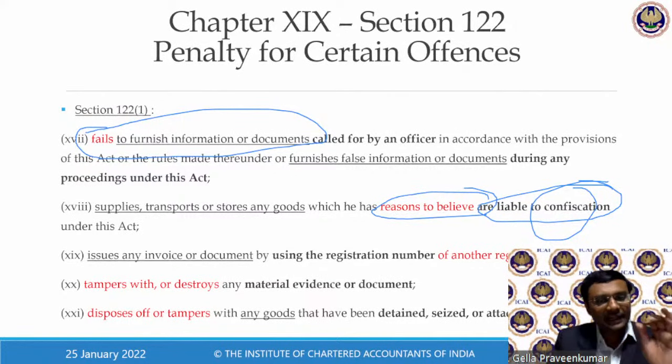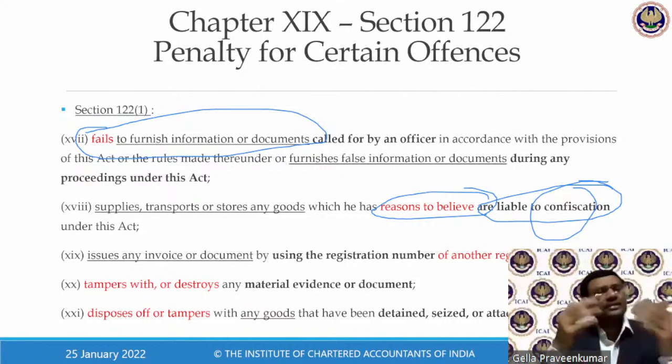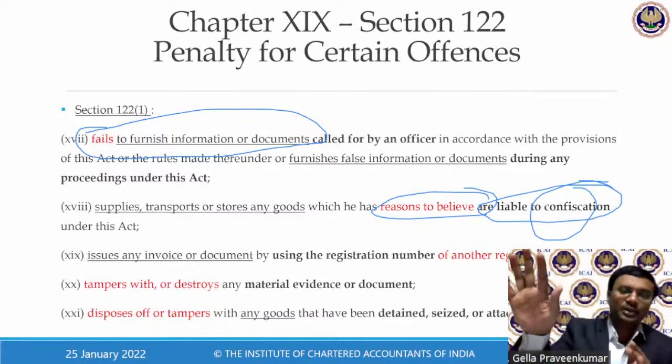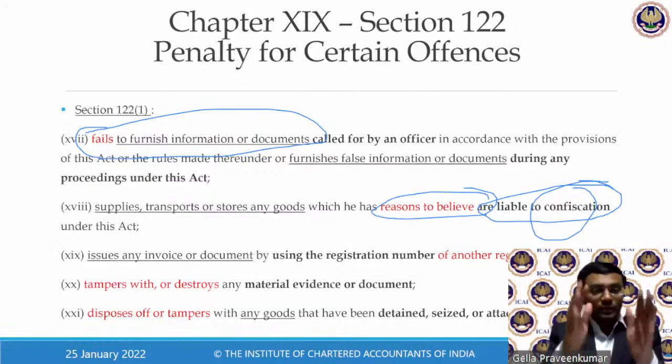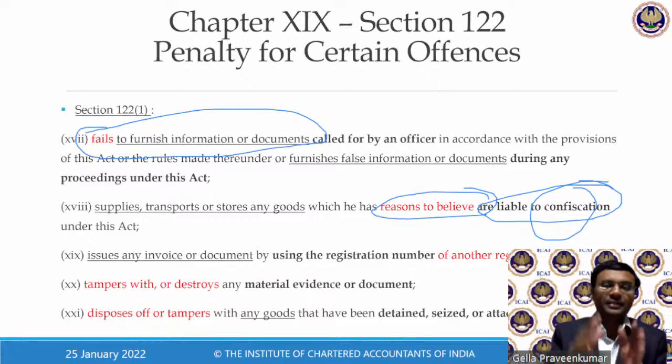Finally, the last entry, disposes of or tampers with the goods which have been detained or seized. Under section 67, I cannot take the goods from the existing premises because of various reasons. So what I'll do, I'll say these goods should be detained under your control. You should not dispose of this until and unless I permit you to do so. But those goods have been disposed of, or there was a change of the goods itself, which have been seized under section 67. So students, any of these 21 entries are notified as offences which are punishable under GST.